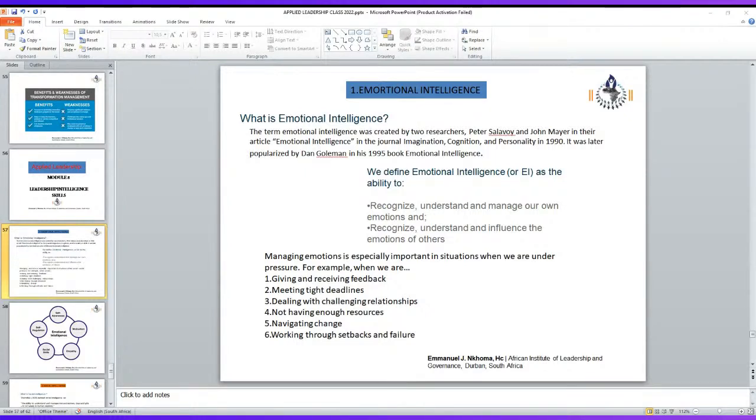Number 5, navigating change. Emotions are always high when there is change. I had an opportunity to participate as a leadership consultant in many political reforms, and many times when there are elections, in many countries where I've had an opportunity to participate, I discovered that in the year of an election, emotions are always high. Why?